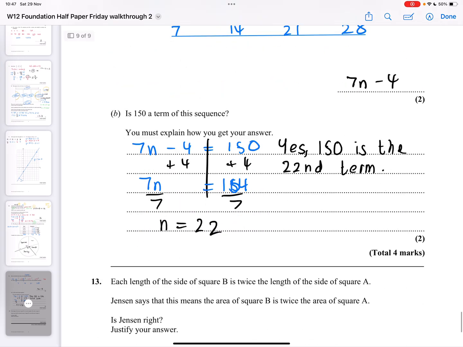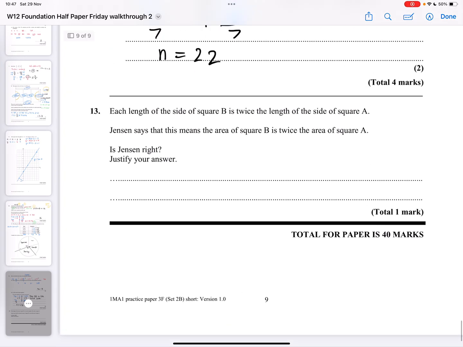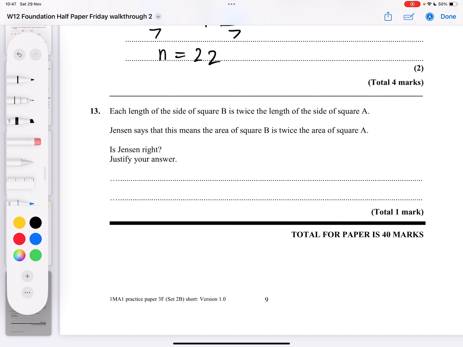Final question. Each length of the side of square B is twice the length of the side of square A. Jensen says that this means the area of square B is twice the area of square A. Is Jensen right? Justify your answer. So let's just quickly sketch two squares. And we could give square A any side length. So I'm just going to use the number 1. And if B is twice the length, then that has to be 2 for square B.